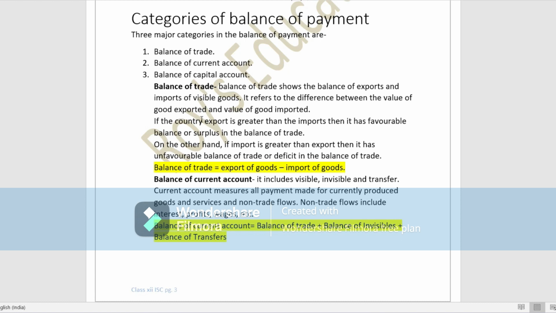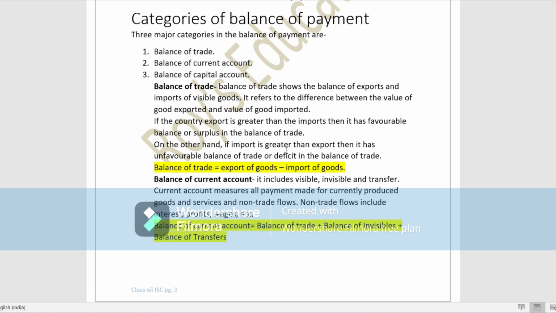Services are not visible goods. It refers to the difference between the value of goods exported and the value of goods imported. The difference between them is recorded here. Now, if the country's export is greater than its import, what can we say? That it is a favorable balance, or we can say there is a surplus in the balance of trade.